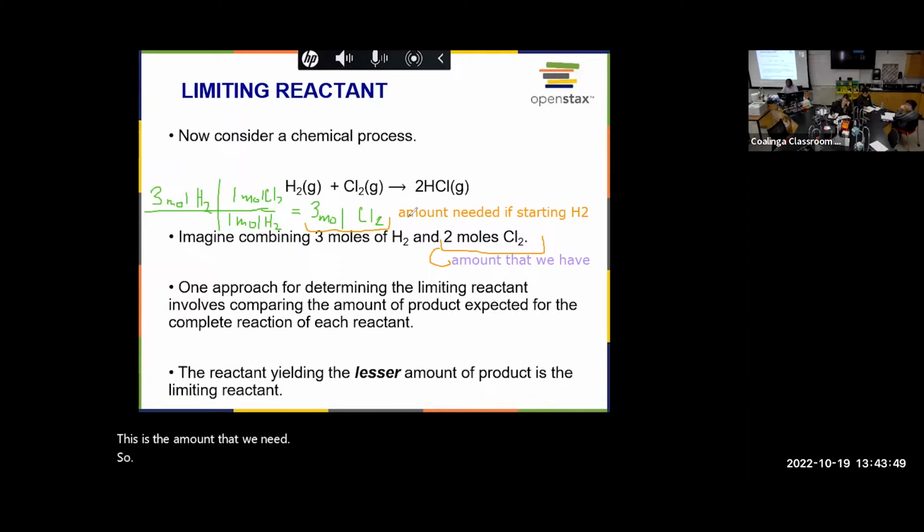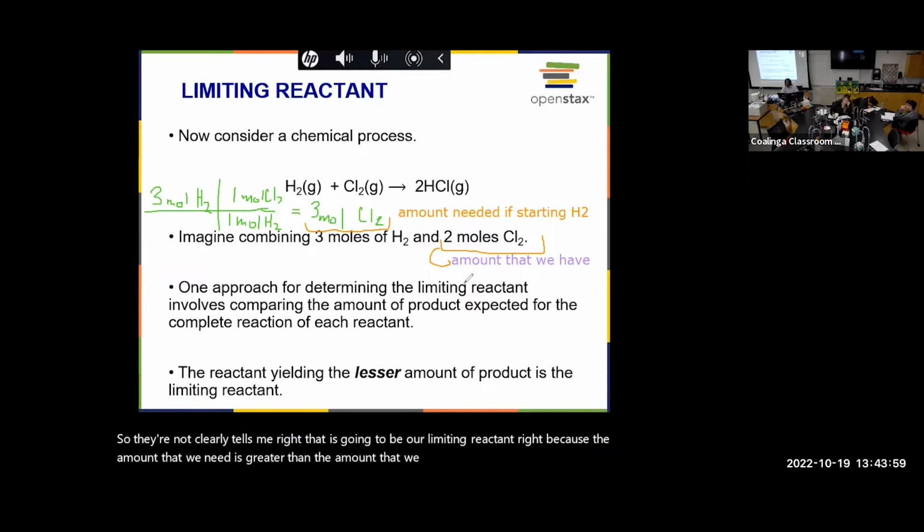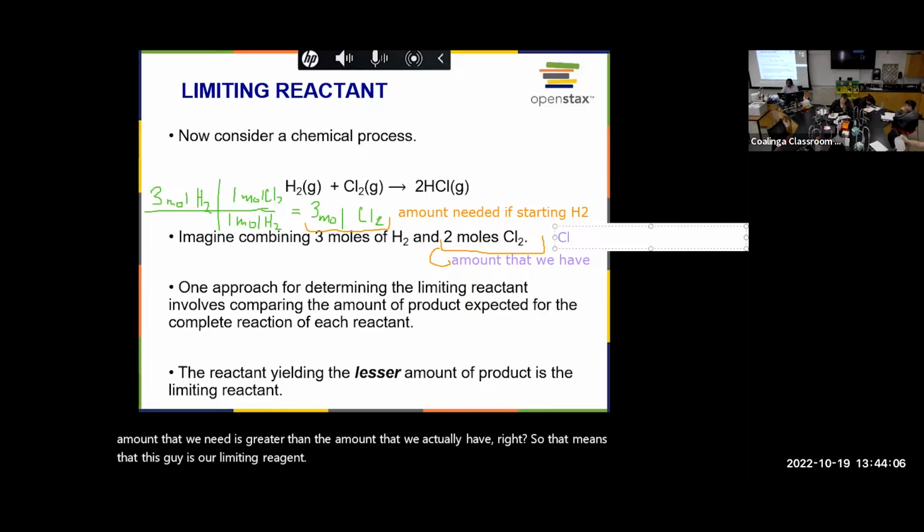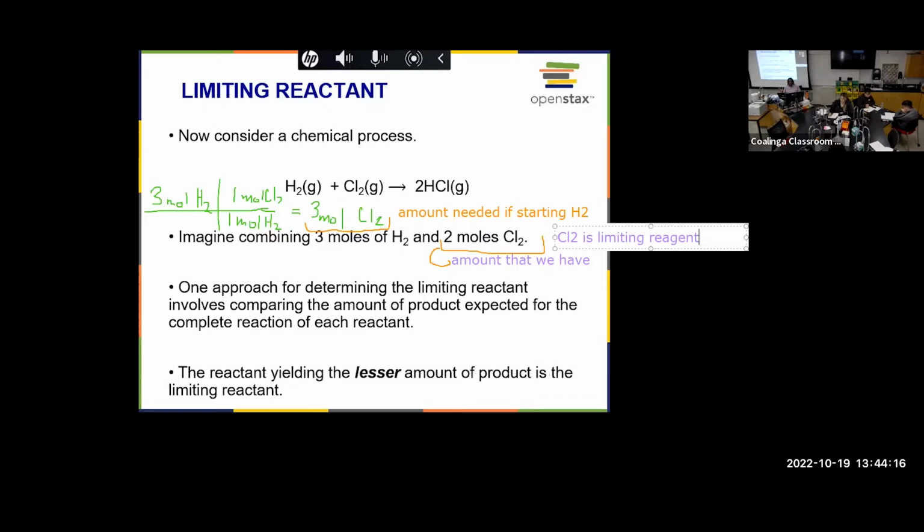Then that clearly tells me, right, that that is going to be our limiting reactant, right? Because the amount that we need is greater than the amount that we actually have, right? So that means that this guy is our limiting reagent. Okay, you guys see that? I mean, it's real simple here because it's all nicely worked out. Numbers aren't crazy. Okay, not too bad.